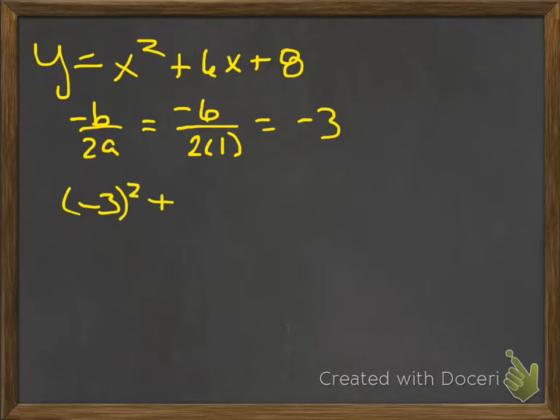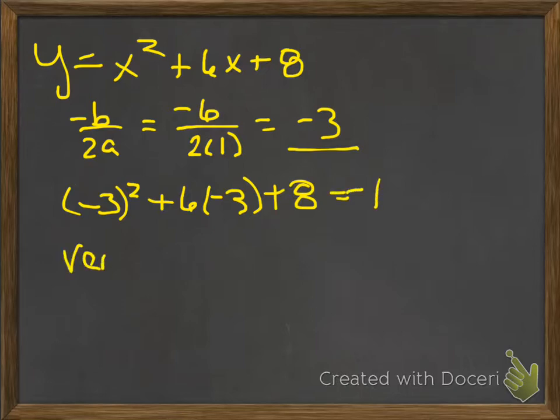So now you're going to put that negative 3 into the x. So I'm going to say negative 3 squared plus 6 times negative 3 plus 8. Quick calculation, you would get that that's negative 1, because negative 3 squared is 9, 9 plus 8 is 17, and 6 times negative 3 is negative 18, so 17 minus 18 is negative 1. So my vertex is at negative 3, negative 1.